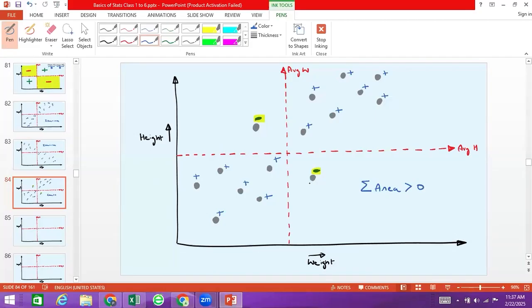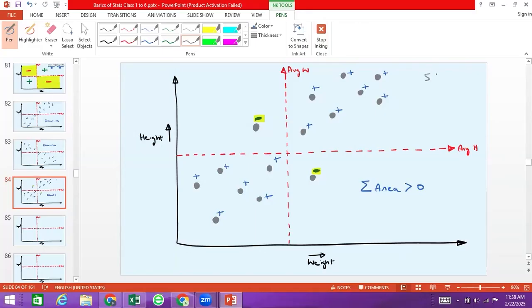Even if a few values are negative, because I'm taking an addition, right? It's a summation. If I'm talking about summation of areas, and individual areas I'm taking of each point, then the overall summation will still be positive. Is this point clear or not clear? This is not a multiplication. This is the addition. Clear, not clear?